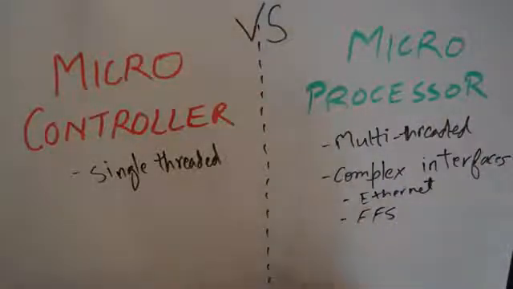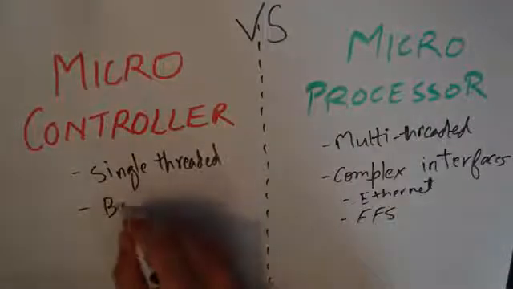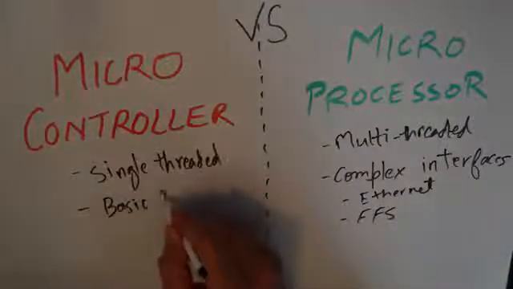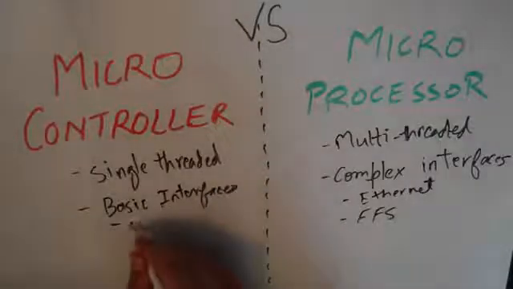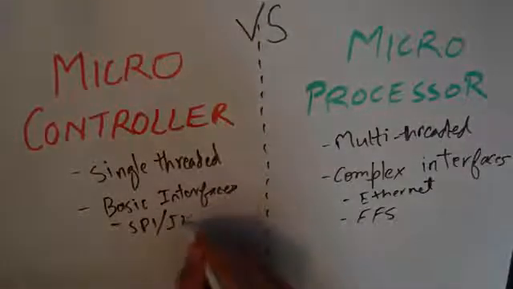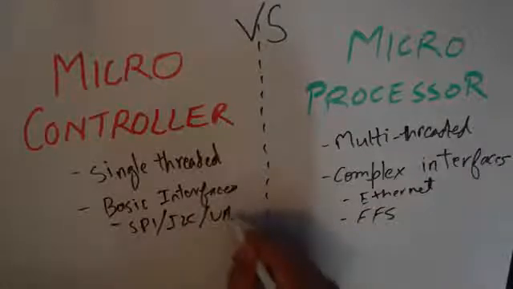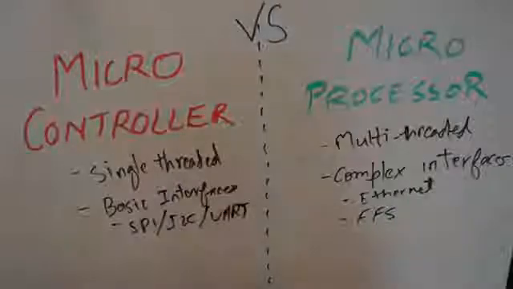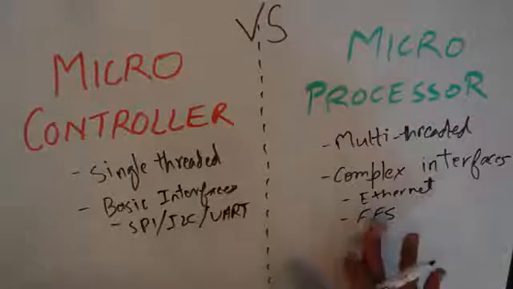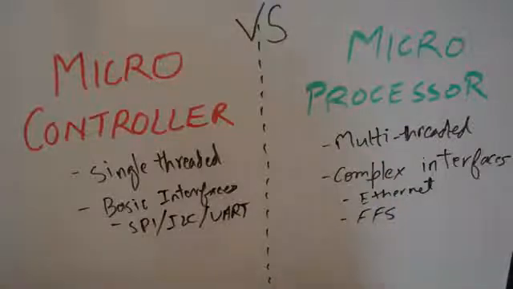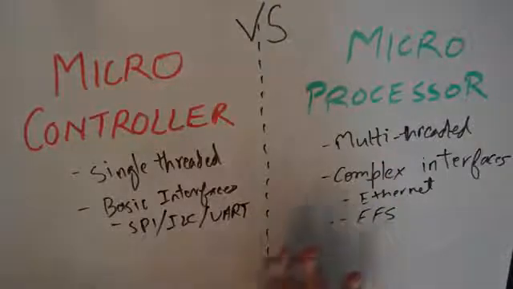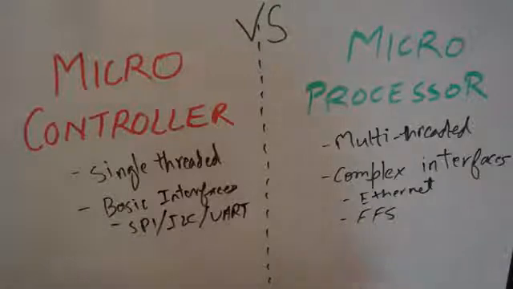Whereas on a microcontroller, you really only have access to some basic interfaces. So those would be like SPI, I2C, or UART, which is serial. So you definitely want to take into account what type of interfaces you have in your embedded application when trying to decide if you should go with a microcontroller versus a microprocessor.